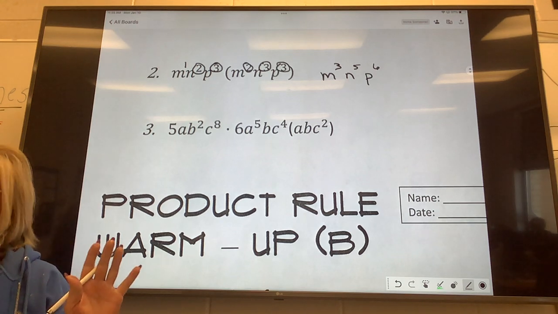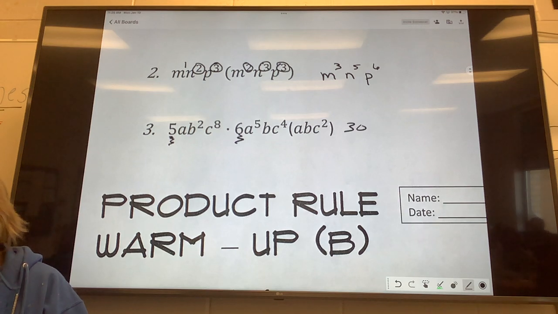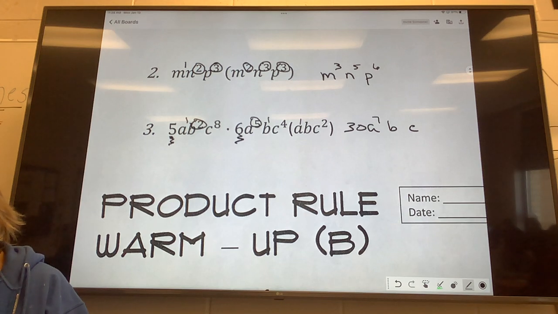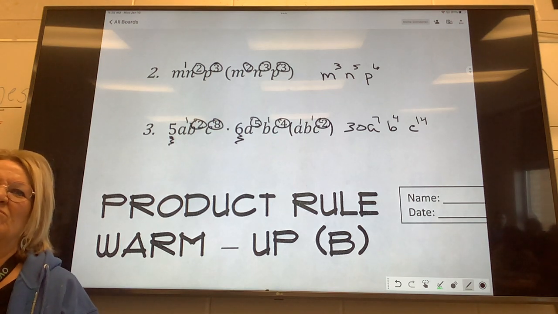The next one down, again, that's just multiplication. We're just multiplying a bunch of stuff. But let's look at the coefficients. We have a 5 and we have a 6. 5 times 6 is 30. I'm dealing with A, B, and C bases. A, B, C. Then I go back and add. I have an A1 and a 5, that's 6, and another one is 7. I have a B2 and a 1 is 3, and another one is 4. And I have a C8 and 4, 12, and 2 more is 14. It's not that hard, really.